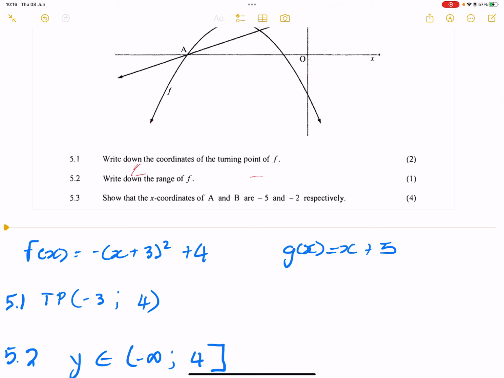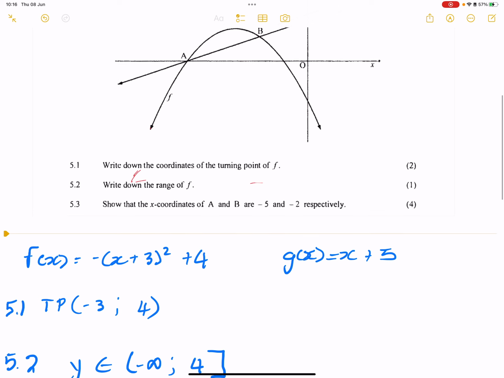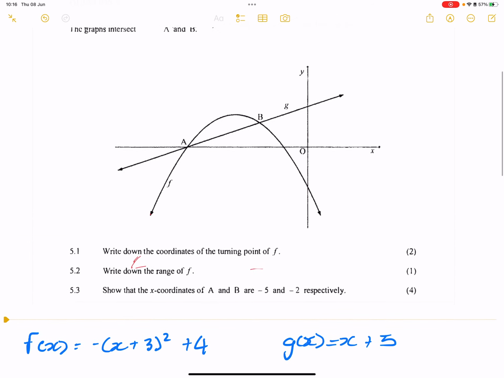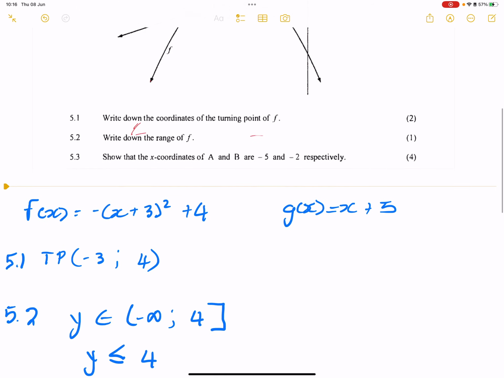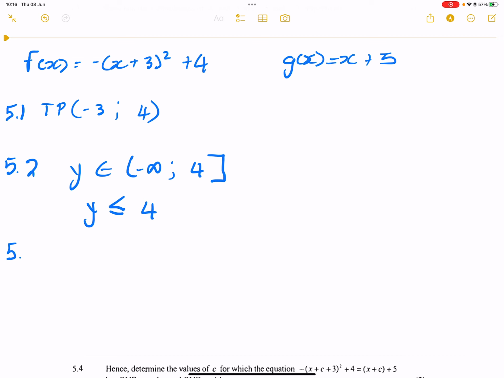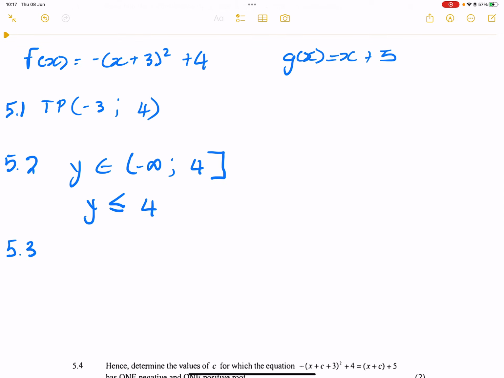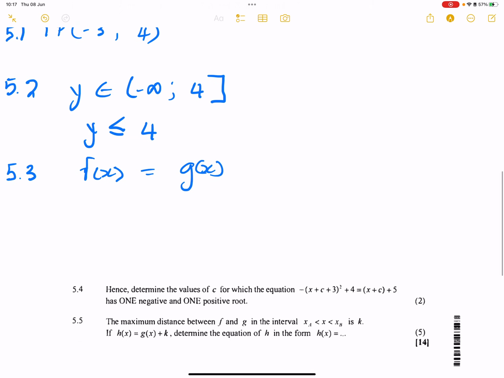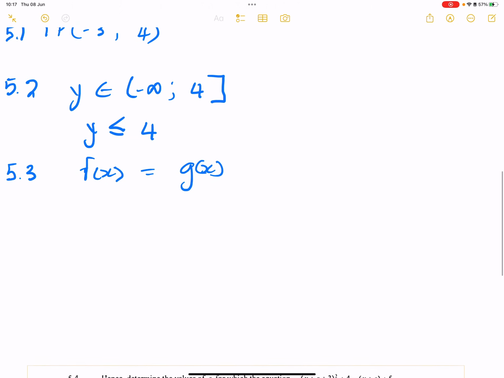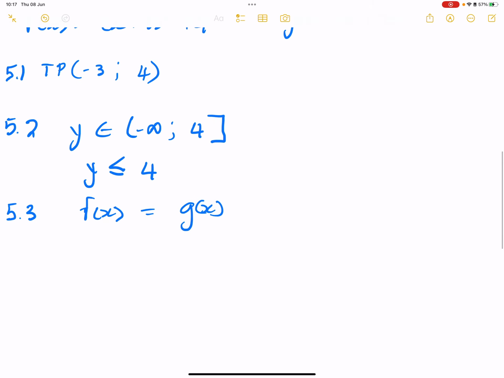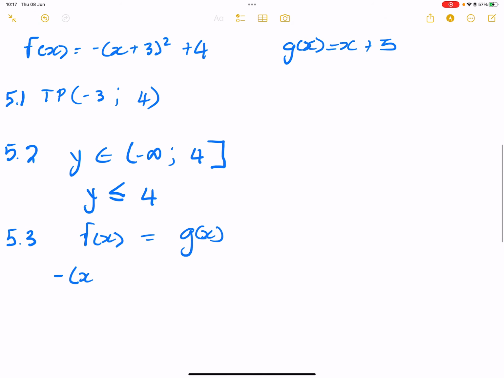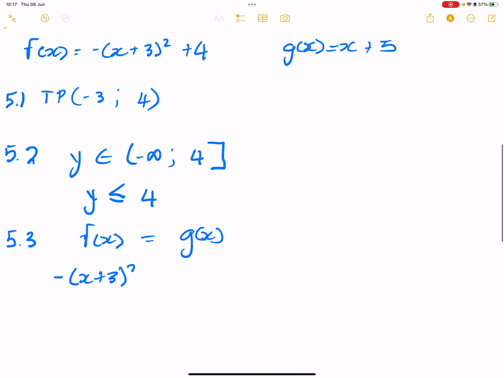Right, and then they say to us, show that the coordinates of A and B are negative 5 and negative 2 respectively. Now remember, A and B, this is the intersection of the two graphs. Okay, so, all right, let's make some space there. So where do the two graphs intersect? This is where f of x is equal to g of x. Right, so this is where minus (x plus 3) squared plus 4 is equal to x plus 5.